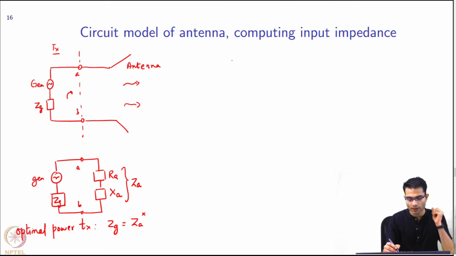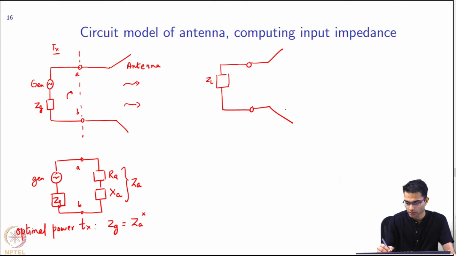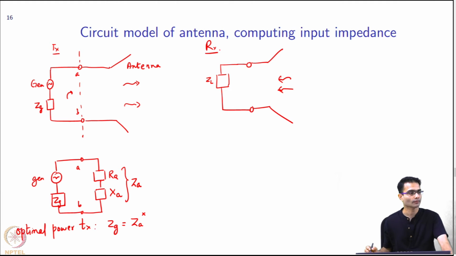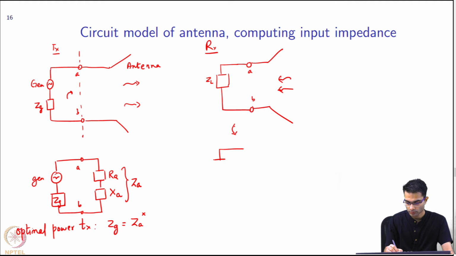And a similar problem comes in the case of your receiving antenna. For the receiving antenna, I can just draw this. Here I will have some load over here. These are my two antenna terminals. This is my receiving case, and the circuit equivalent will become this. ZL is the load across which I have connected it.